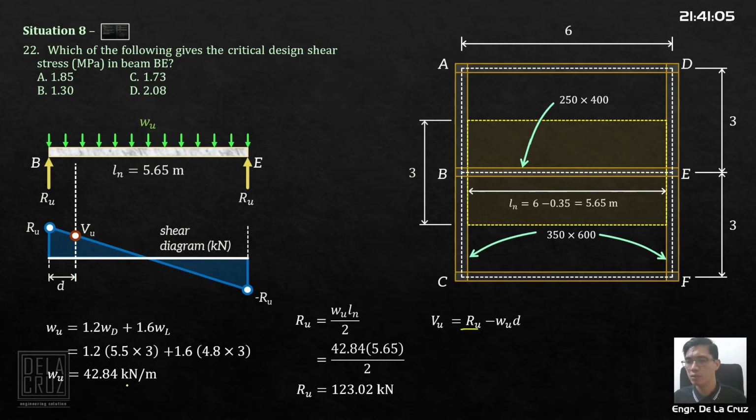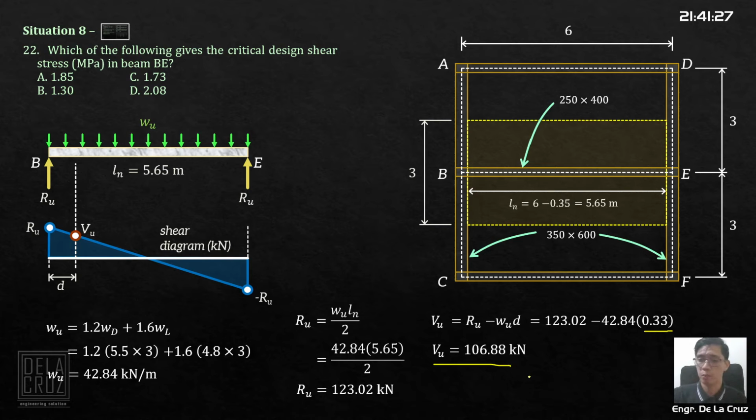So, we have RU, 123.02, then minus W 42.84 times D. Okay. Saan ba natin nakuha yung D? Alright, pakita lang natin. So, makukuha natin by the way na VU is 106.88 kilonewtons. Again, ito yung ating D. Yan. Saan natin yan nakuha?